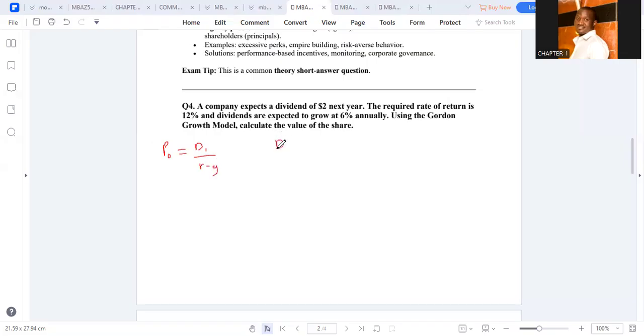If you're not given the dividend in year one, you can calculate it. D1 is equal to D0 times 1 plus growth. The company expects a dividend of 2 kwacha next year. So is this D1 or D0? The required rate of return is 12%, and dividends are expected to grow at 6% annually. Using Gordon's model, calculate the value of a share. This is a direct extract from your textbook. So how do you calculate?